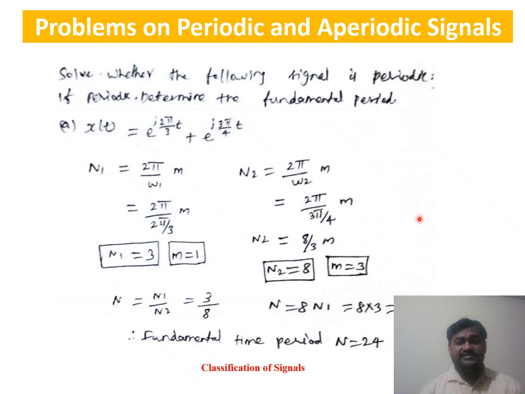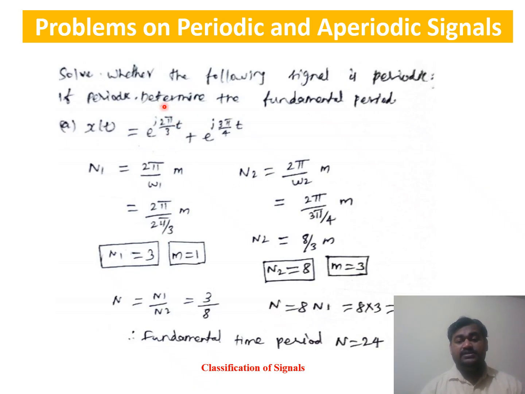First sum: x of t equal to e power j 2 pi by 3 t plus e power j 3 pi by 4 t. So the signal is divided into two signals, so we are having two fundamental time periods. The formula to calculate the time period for a discrete time signal: I am using n1 and n2 because the given signal has two components. So n1 equal to 2 pi by omega 1 into m, n2 equal to 2 pi by omega 2 into m. Omega represents the frequency, which is a multiple of t.